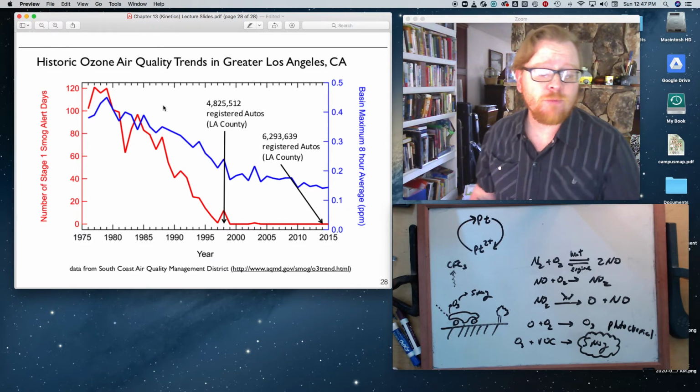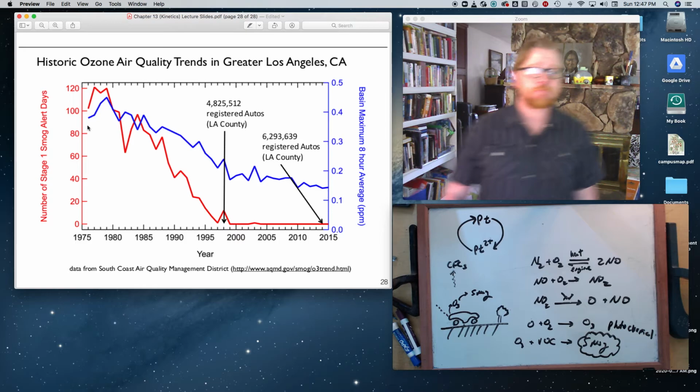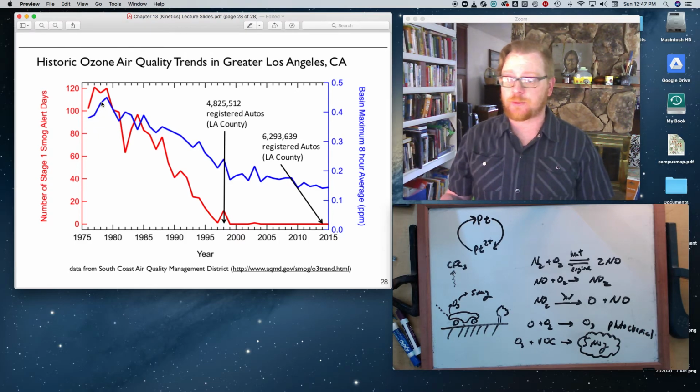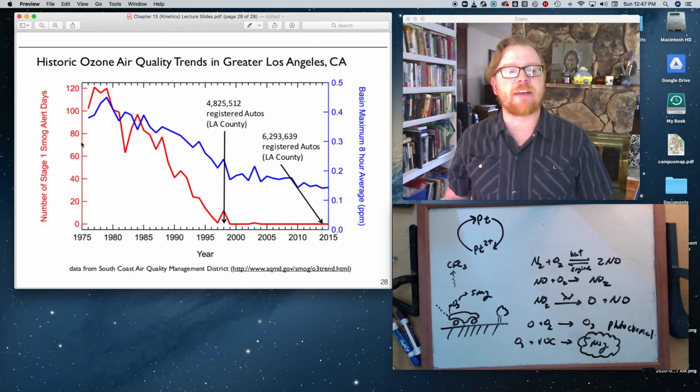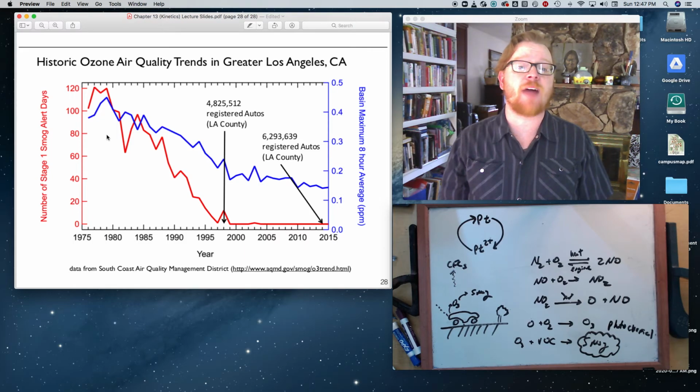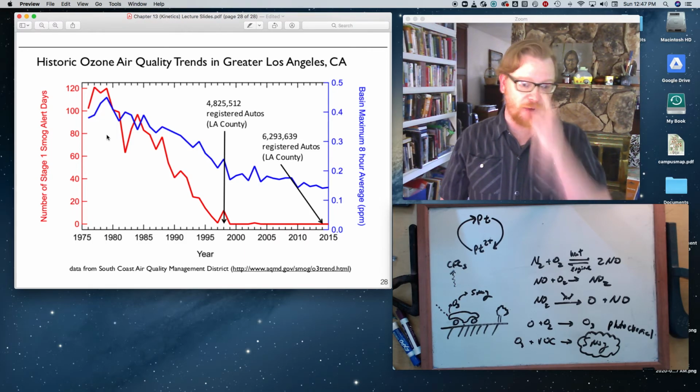So you can also see in the 70s, on these days when there was a lot of stage 1 smog alerts, ozone concentration was high. So then what happened in the 70s? The EPA was created. In 1975, the Environmental Protection Agency was created.